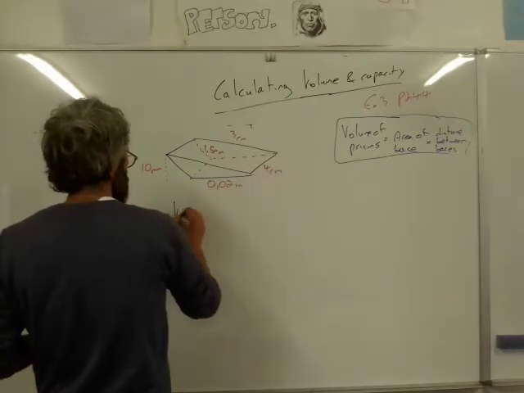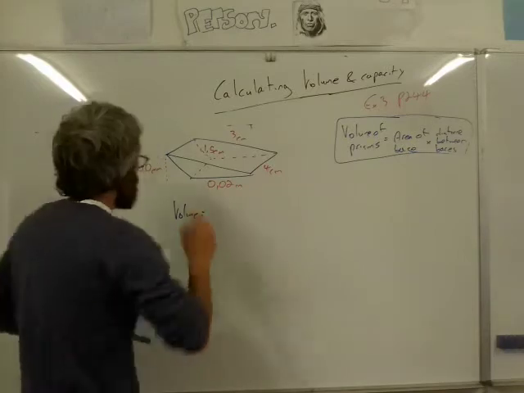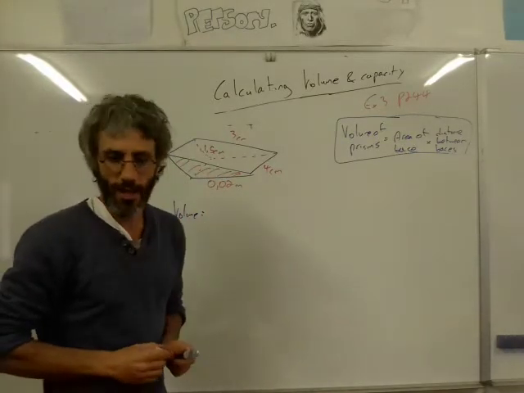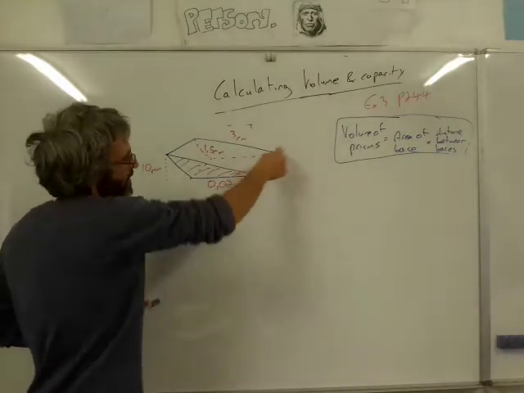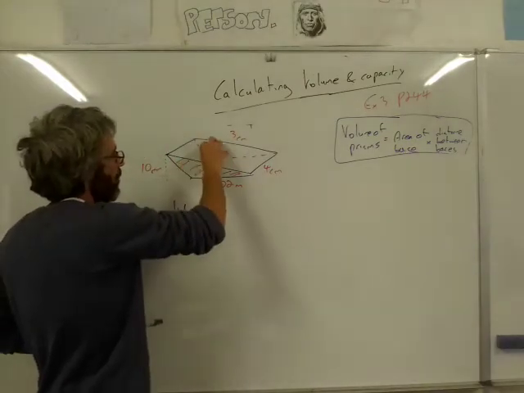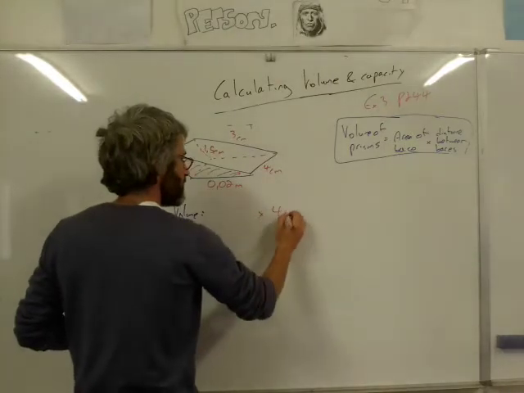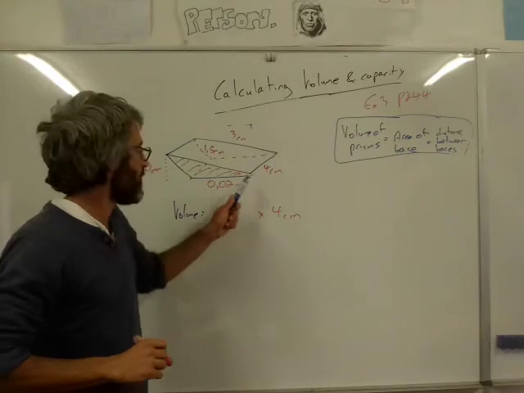It tells me that the volume is going to be the area of the base. The base in this case is not a rectangle, it's a triangle. And I'm going to times that by the distance between the two triangles. So we've got one triangle here and one in the back. What's the distance between these two triangles? It's 4 centimeters.